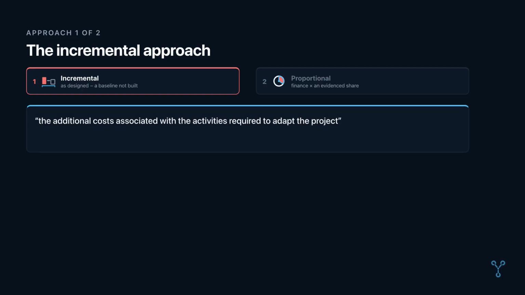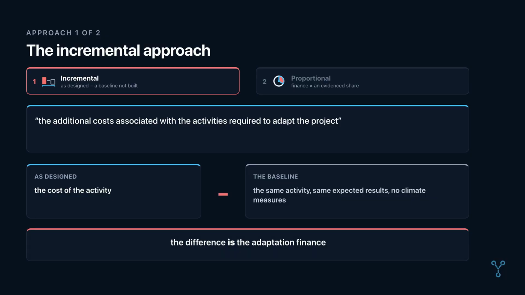In the methodology's own words, it estimates the additional costs associated with the activities required to adapt the project to climate change, against a hypothetical baseline where the project would aim to deliver expected results without addressing physical climate risks. As a formula, adaptation finance equals the cost of the activity as designed, minus the cost of that same activity designed to deliver the same expected results without addressing physical climate risks.